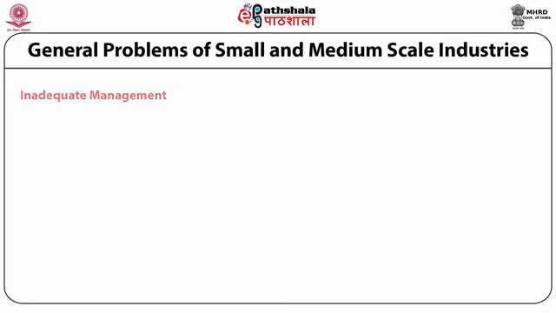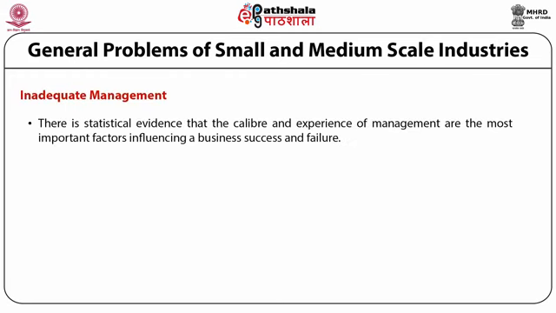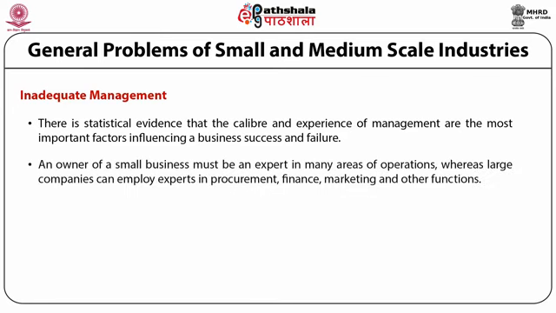The second problem is inadequate management. There is statistical evidence that the caliber and experience of the management are the most important factors influencing any business success or failure. Small business management's vulnerability to failure is most often attributable to enterprise incompetence and lack of previous management experience. So, an owner of a small business must be an expert in many areas of operation, whereas large companies can employ experts for procurement, finance, marketing, and other functions, respectively.